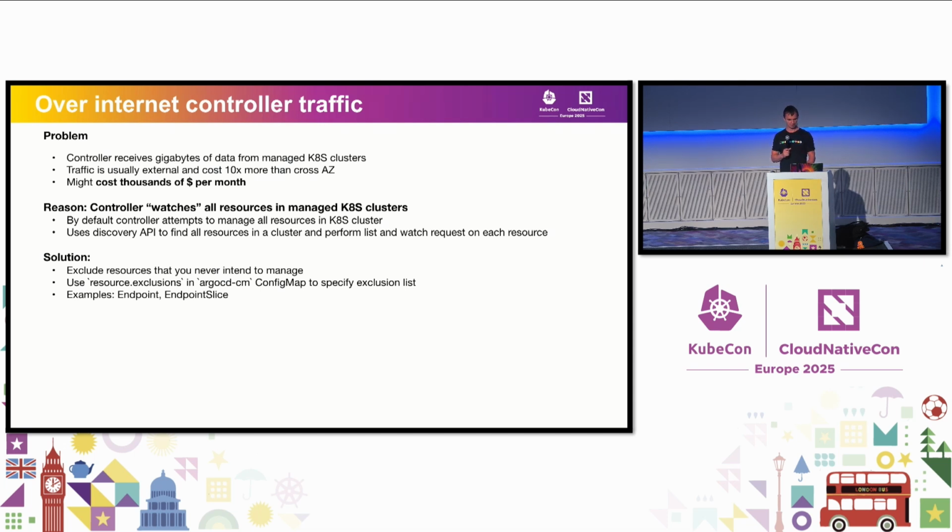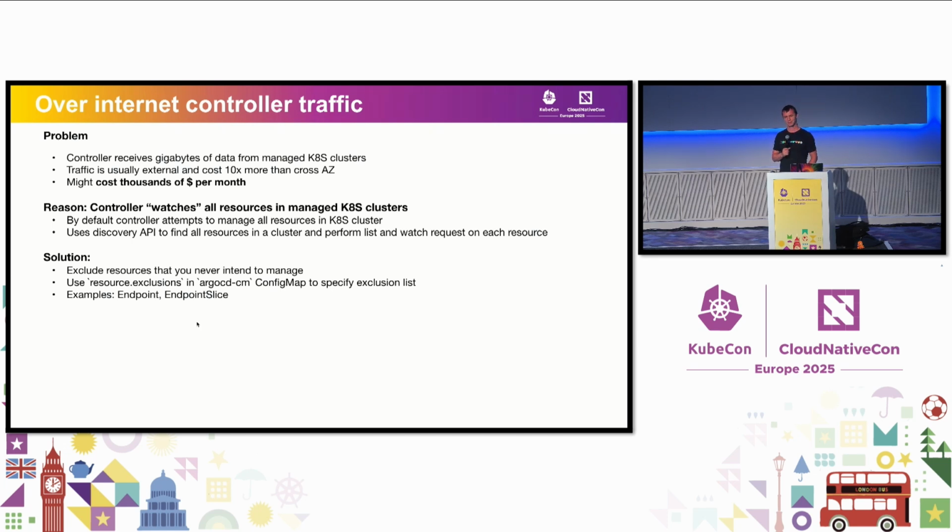The reason for this traffic is that the Argo CD application controller watches managed Kubernetes clusters, and it tries to catch each and every event that happens and can potentially affect the state of managed applications. There are known resources that change very frequently, and usually no one cares about those changes, and those resources are endpoints and endpoint slices.